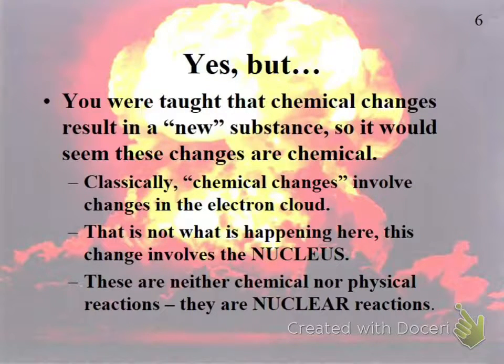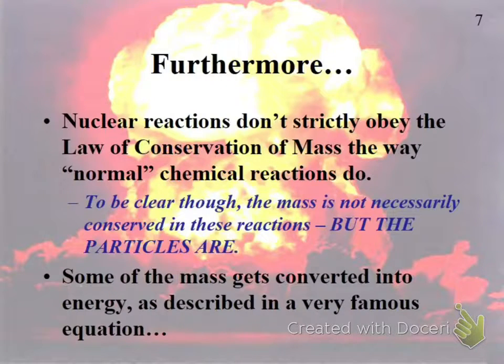Classic chemical changes, of course, we said involve the electrons. We are changing the nucleus. They're not really either physical or chemical, they're nuclear. It's like a different category. And they have a lot of energy, a lot of energy. We already said this: to be clear, the mass is not necessarily conserved, but the particles are. So we're conserving the particles. Basically, what's happened is some of the mass is being converted into energy.